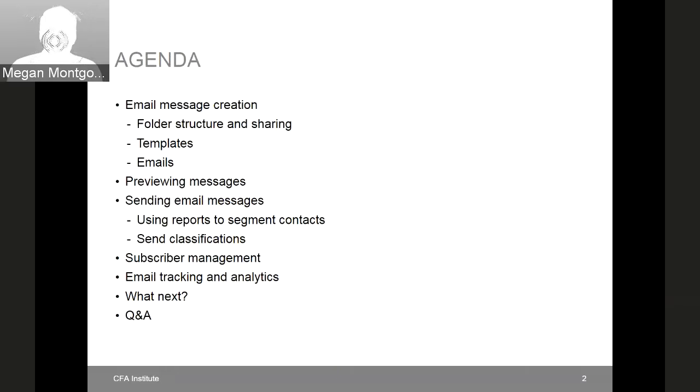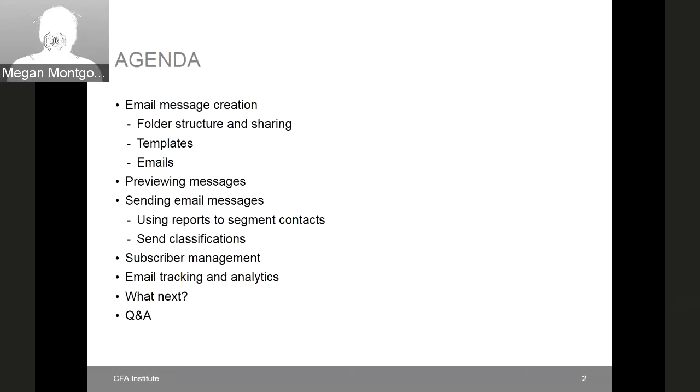When you're sending your messages, you're going to be using reports to segment the contacts that you want to link those messages to. So you'll basically create reports within the MemberNation platform, and then you will send out your messages to that specific report group.